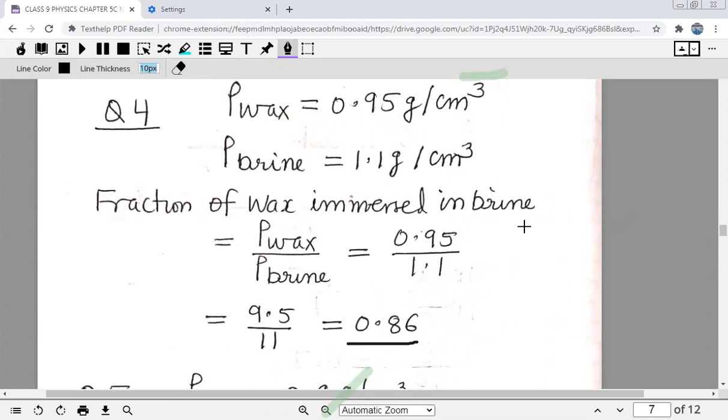This question is clear. Question number 4. Here you have to find the fraction of wax immersed in brine. So it is 0.86. It's clear? Now see the next question, question number 5.